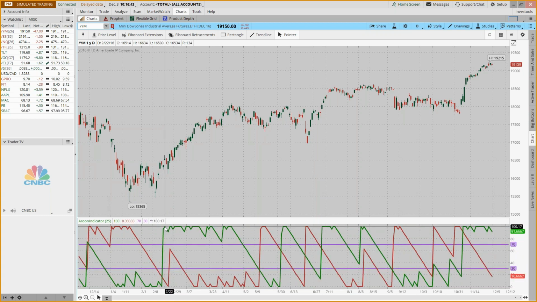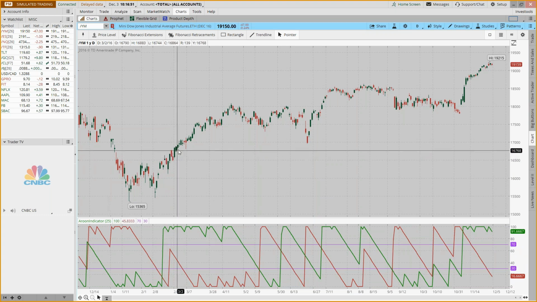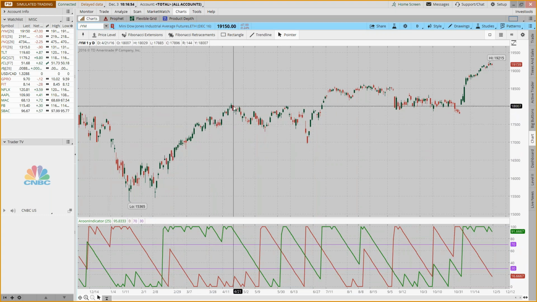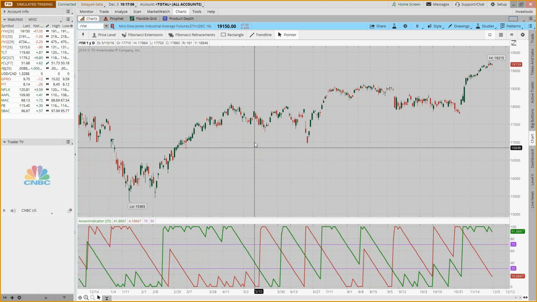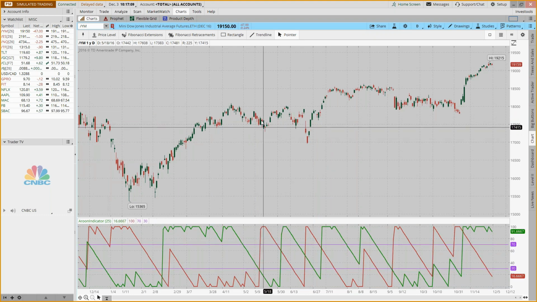So right in here was a buy signal for the Dow Jones. And you can see what happened later. Okay? Back in here, the red crossed the green, and it crossed it below the 50 line. Okay? And then it hit 100. Now, it didn't really move much lower after that. It did eventually, but not here. So you're not going to get 100% accuracy, obviously. With this, you won't with anything. But for the most part, it works pretty well.